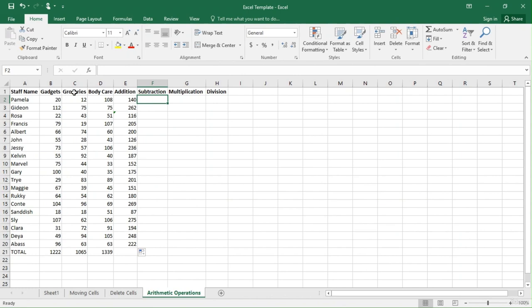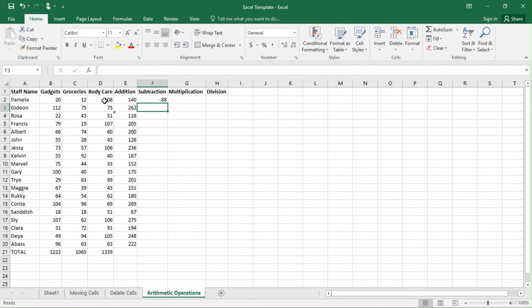This is just a practical example. In this example, we're going to get negative answers, which is fine. Equal to. Before you write any formula in Excel, you need to put the equal sign before it. Now equal to. Remember to select the cell B2. Now we're subtracting body care, colon, now minus 2. Press your enter key and see what you get.